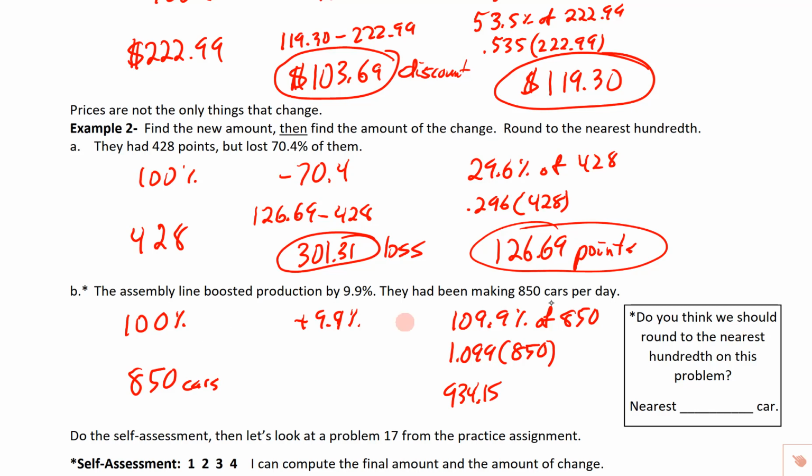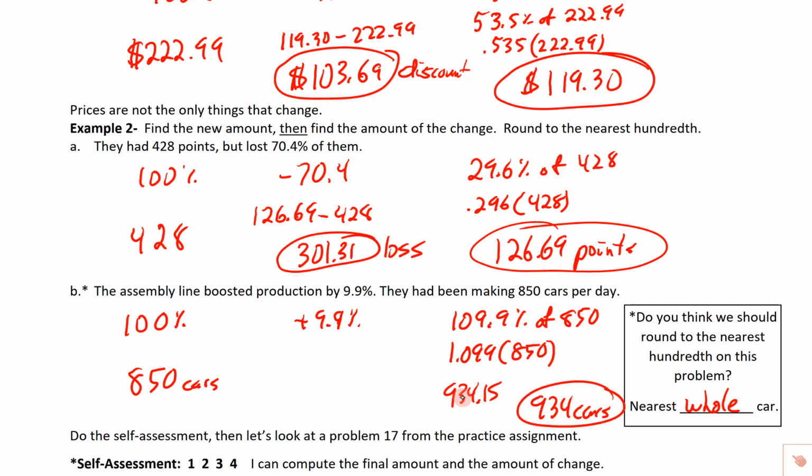And let's take a look over here. This is a problem about cars. So could they have boosted the production to 934.1? Could they make 1/1500ths of a car, in other words? Probably not. Maybe they stopped for the night and they just have a car that's partially made or something like that. On a problem like this, we're probably going to round to the nearest whole car. So we now want to figure out, well, how much did production actually go up? So our answer on this one, nearest whole car, is going to be 934 cars.